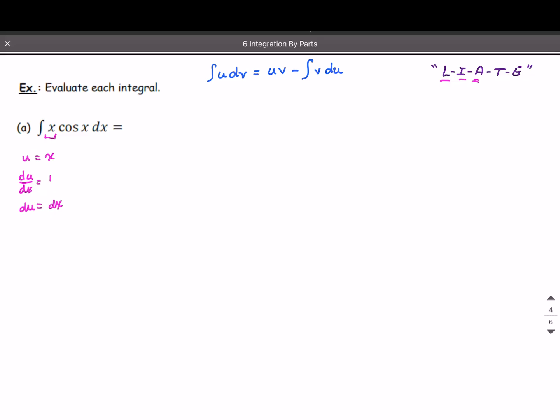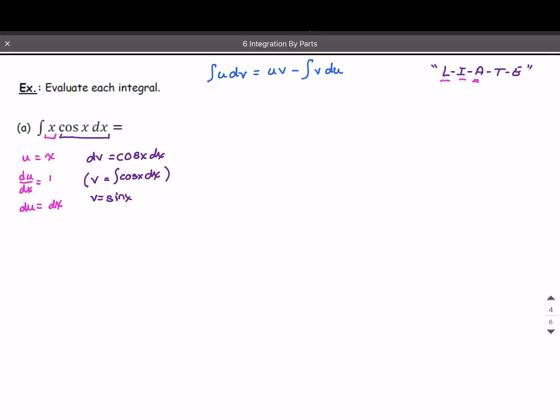Now, that means that the other piece, the cosine x dx, notice the dx has to come with it, that's all our dv. And in order to find v, we have to find the antiderivative. The antiderivative of cosine x dx is sine x, okay? Now, it is true, you do not have to write that step. You can just look and say, oh, the antiderivative of cosine x is sine x. I'm absolutely okay with that.